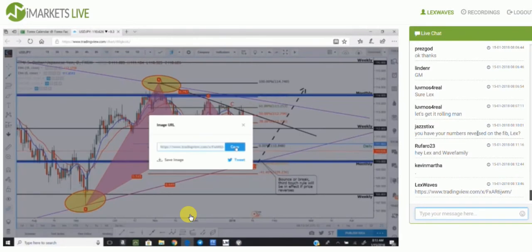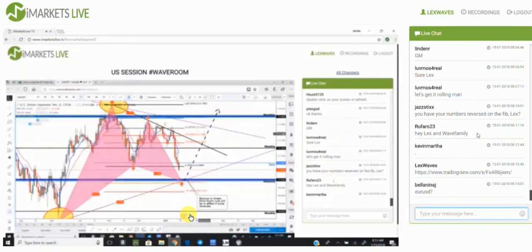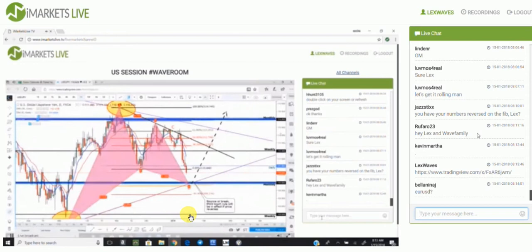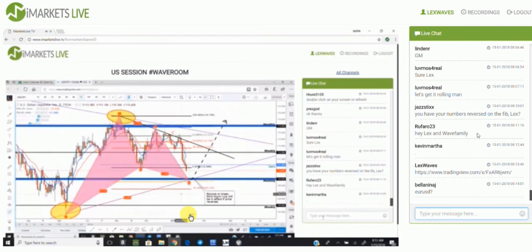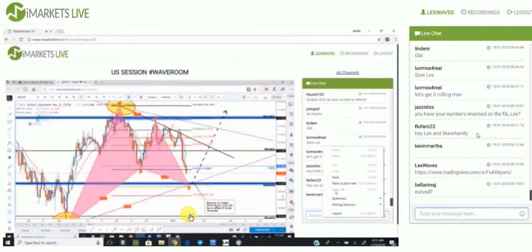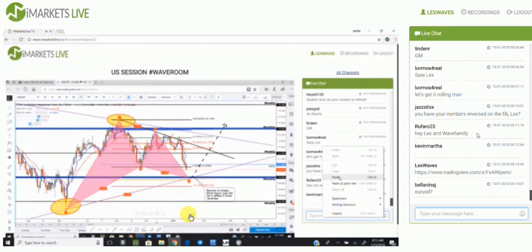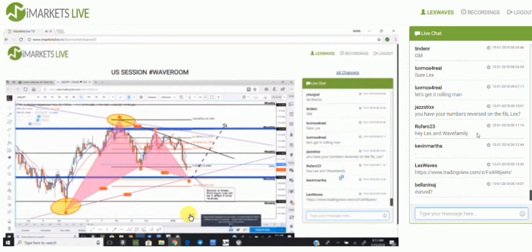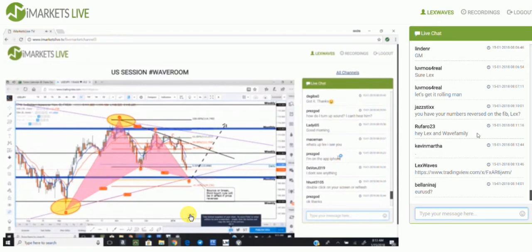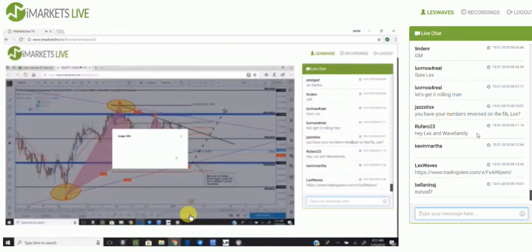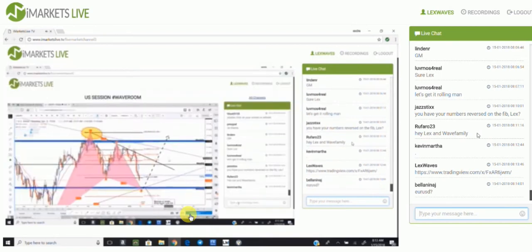Okay, do you have numbers reversed on your fibs? No, I don't have numbers reversed on my fibs. That's just my regular fib numbers. You're talking about the negative numbers. The negative numbers are usually used as targets. From a pullback or retracement, the negative 127 is used as a target.